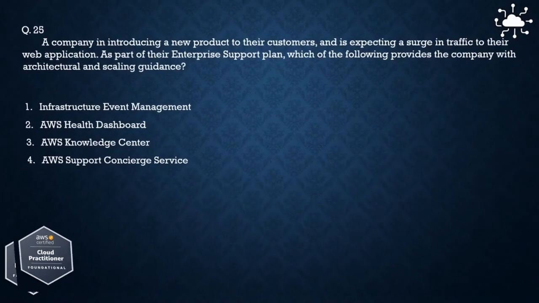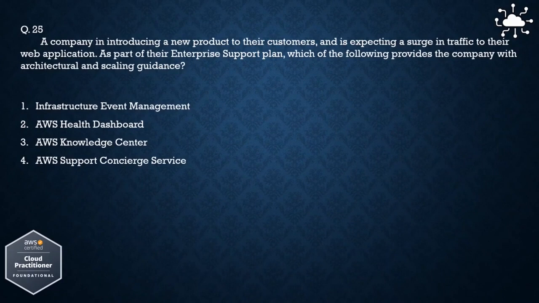Question number 25. A company is introducing a new product to their customers, and is expecting a surge in traffic to their web application. As part of their enterprise support plan, which of the following provides the company with architectural and scaling guidance? 1. Infrastructure Event Management. 2. AWS Health Dashboard. 3. AWS Knowledge Center. 4. AWS Support Concierge Service. The correct answer is Infrastructure Event Management.